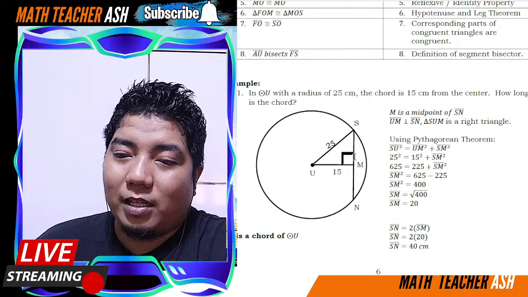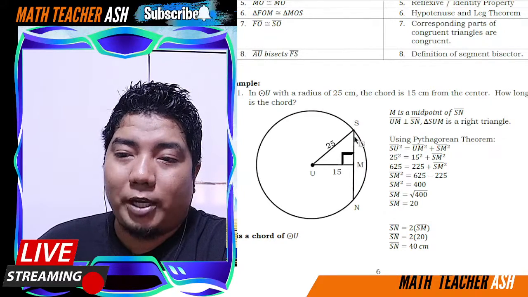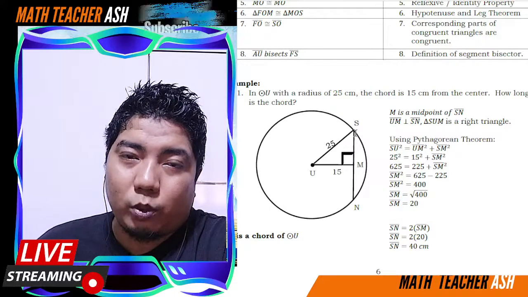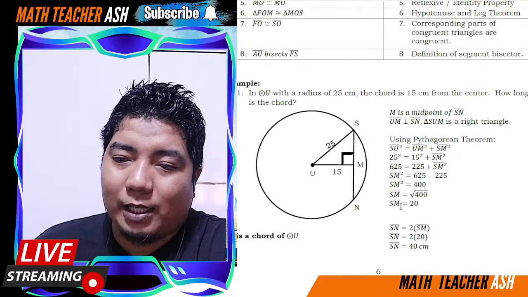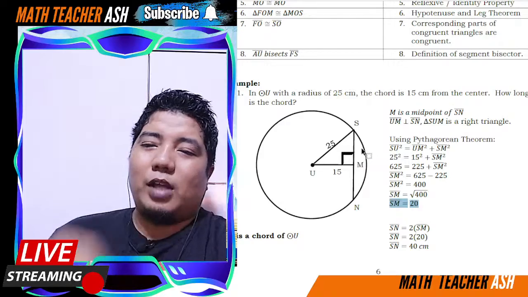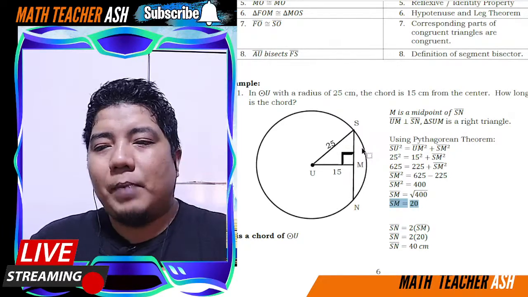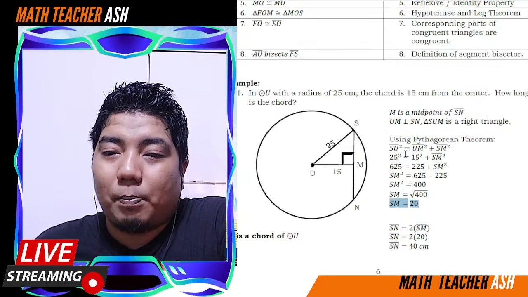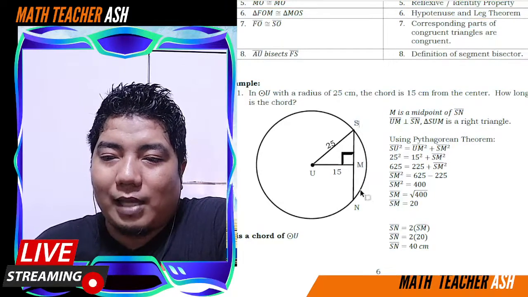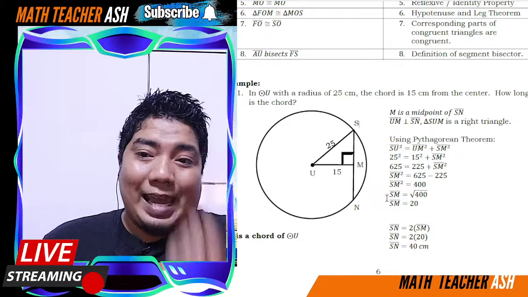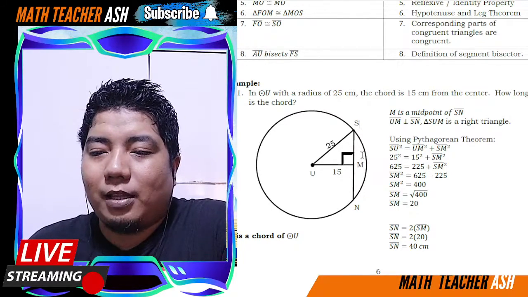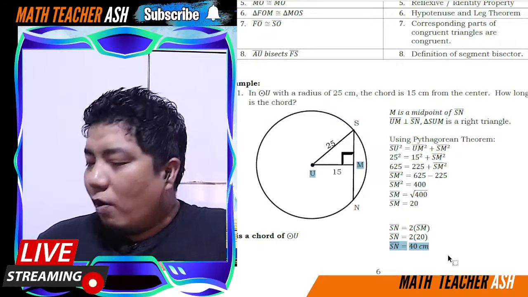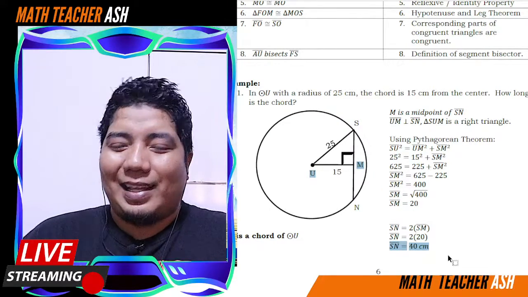So 400. So that is equal to B squared. However, our B here is still in a square, so we get the square root of 400, and that is 20. Alright. So therefore, the measurement of SM is equal to 20 centimeters. However, ang tinatanong sa problem na ito ay gaano kataas ang chord SN. Okay, so you just multiply it by 2. So this is 20, this is 20. So therefore, you have 40. Alright.